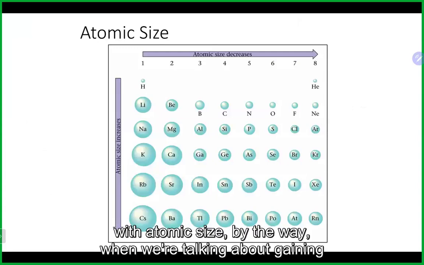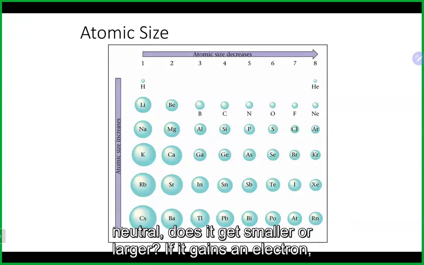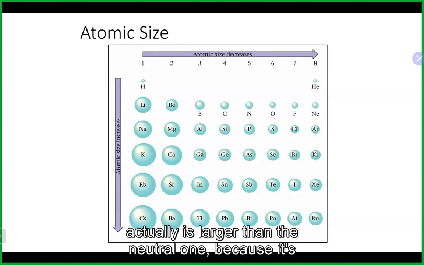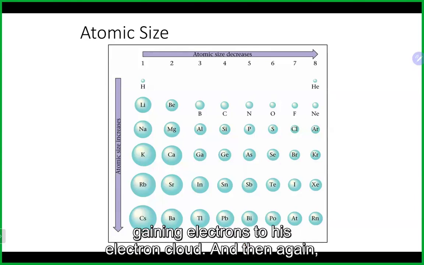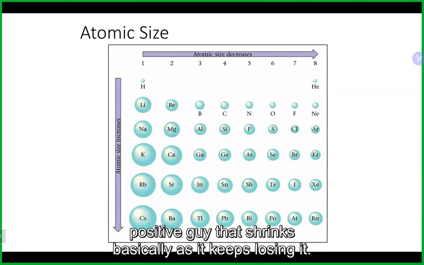That goes with atomic size. By the way, when we're talking about gaining electrons, what happens to the ion in terms of size from the neutral? Does it get smaller or larger if it gains an electron? It gets larger, right? It gains an electron. So the negative ion actually is larger than the neutral one because it's gaining electrons to its electron cloud. And then again, it's the opposite of our positive guy that shrinks basically as it keeps losing it.